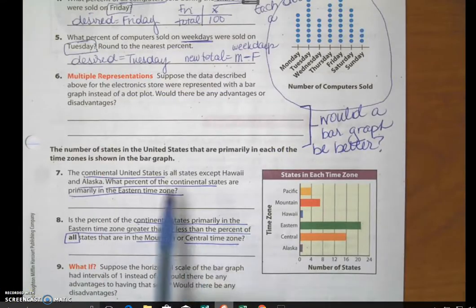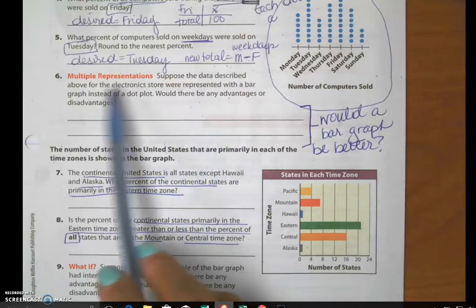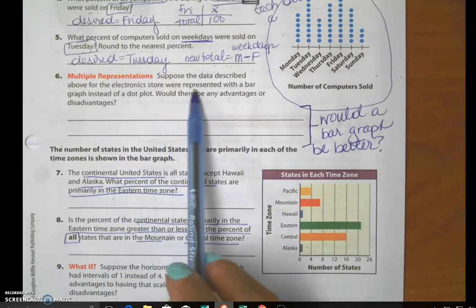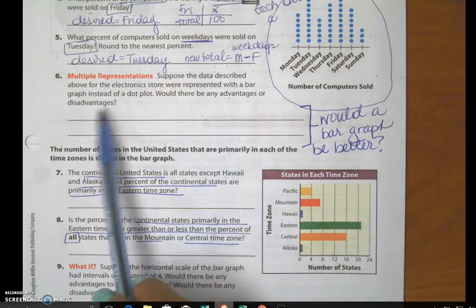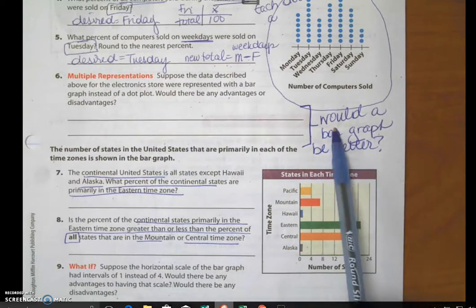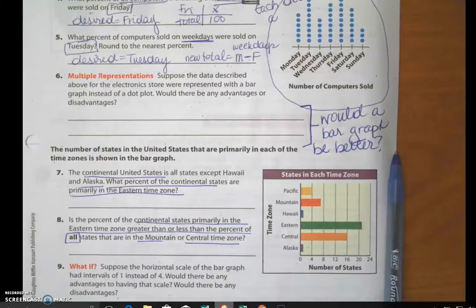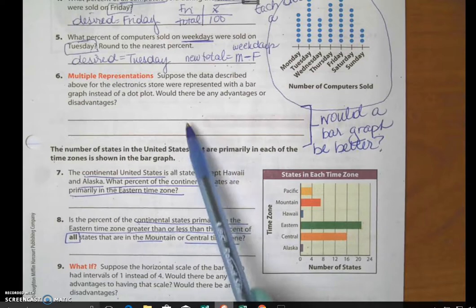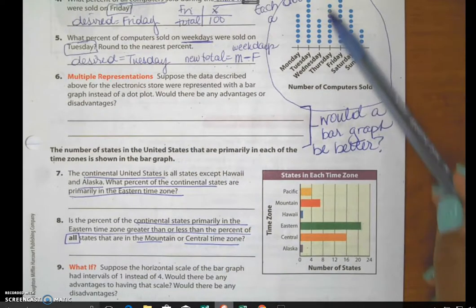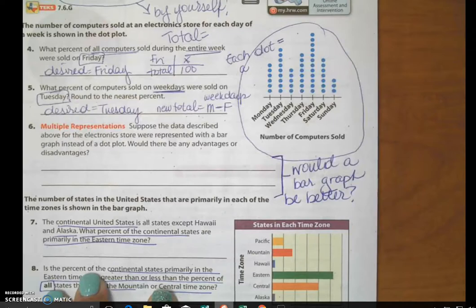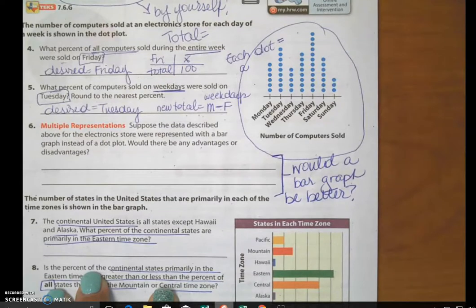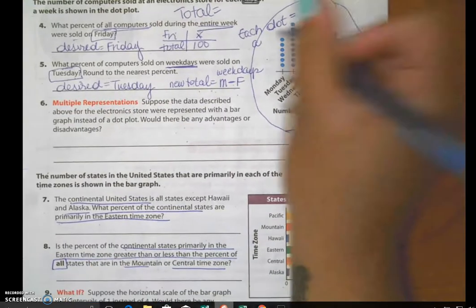All right, the next question says, suppose the data described above for the electronics store were represented with a bar graph instead of a dot plot. Would there be any advantages or disadvantages? This basically says, would a bar graph be better or worse? Talk about it. How long would the bars be? If you were in 6th period, you'll know what the comparison between a bar graph and a dot plot was. Don't forget to tell me what each dot is.